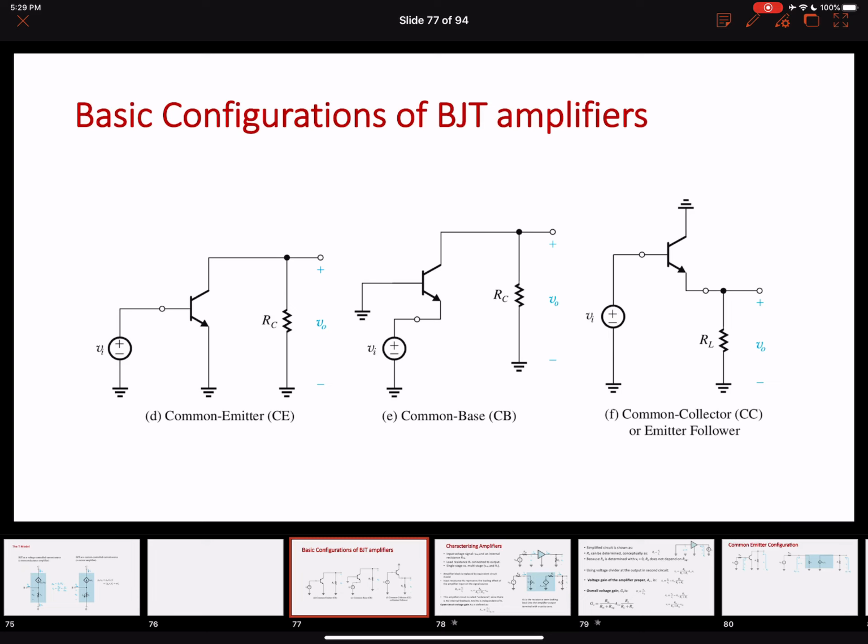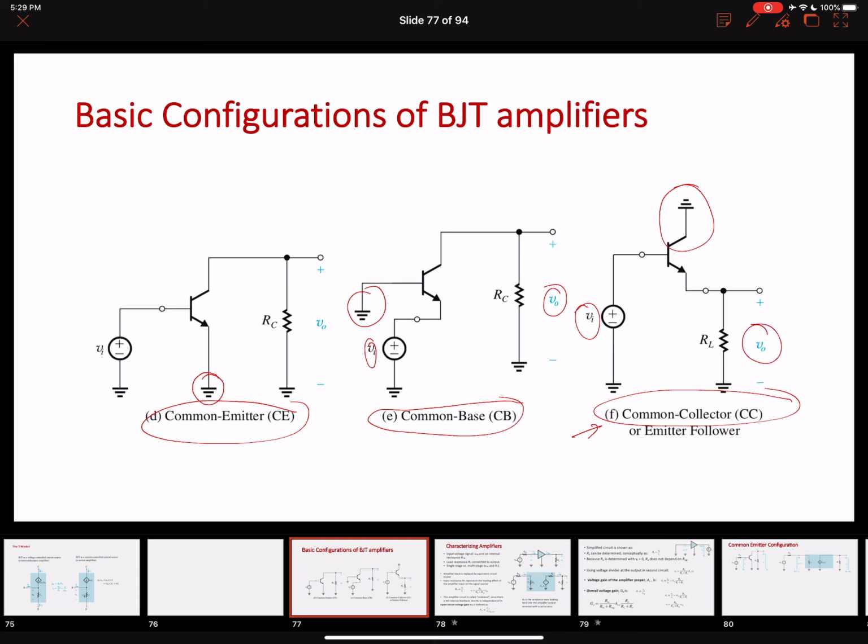The first configuration is known as the common emitter configuration. If you look closely over here, the emitter is common in between input and the output, so that is why it's a common emitter configuration. A common base configuration is one in which your base is grounded and the base is common in between the input and the output. Similarly, the other one is called a common collector configuration, in which the collector terminal here is grounded and common in between input and the output. So we have three different configurations.